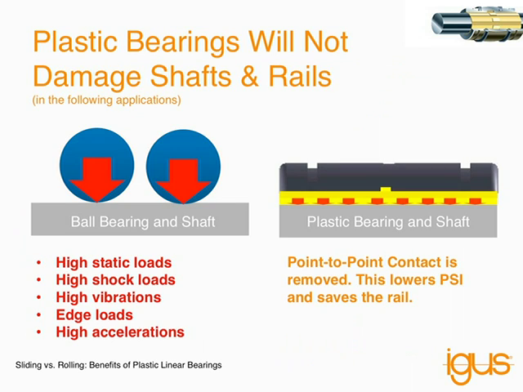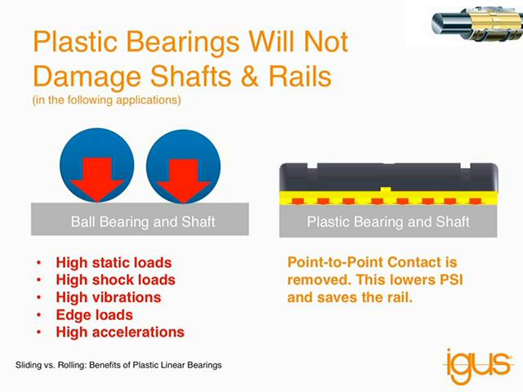Because plastic bearings don't operate on the same point-to-point contact that ball bearings do, they reduce the surface pressure in any given application. That makes them better in high static load environments or applications with shock loads that might cause the balls to embed into the shaft and cause galling. Same with vibrations and edge loads. And also, ball bearings are not really well suited for high acceleration applications due to the inertia in the balls.